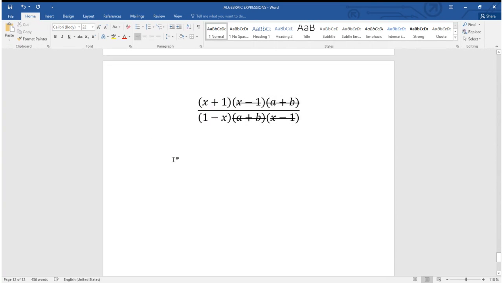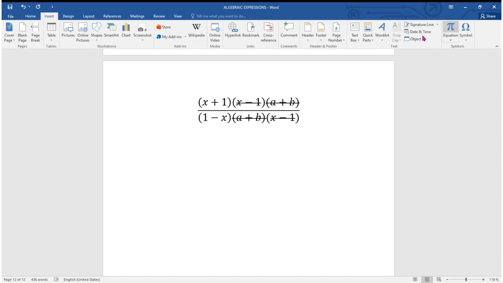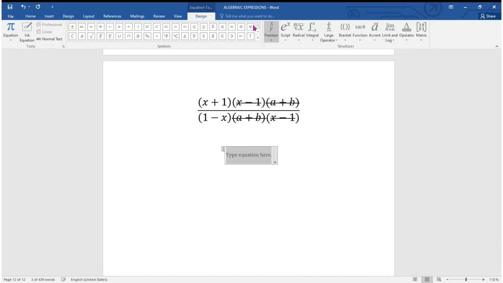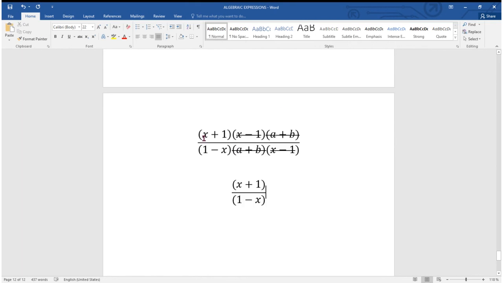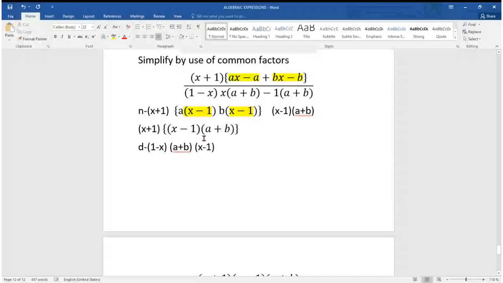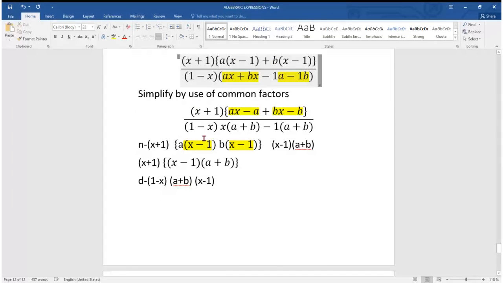So what am I going to do? I can take this one here. Let me insert this fraction. We have x plus 1, and here 1 minus x. Okay, 1 is positive in both cases. So I have x plus 1 and 1 minus x. That is part of my answer. X plus 1, 1 minus x.